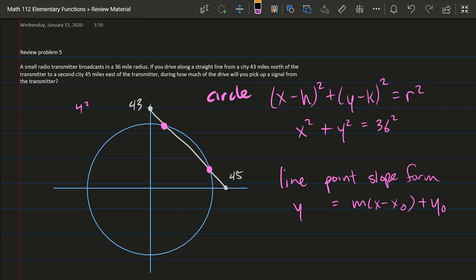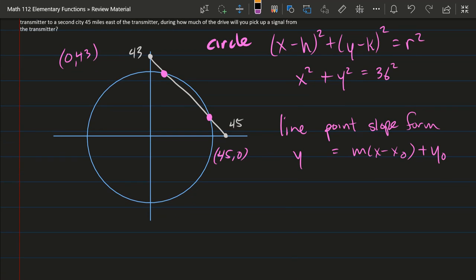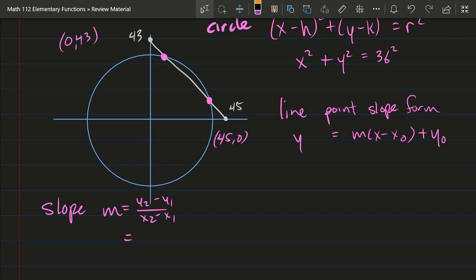One of the points on the line is 0, 43, that's the north point. The other point on the line is 45, 0. So you should be able to tell just from looking, the slope's very close to negative 1, but not quite. So slope is y2 minus y1 over x2 minus x1, and it doesn't matter which one is 1 and 2. I'll just choose the east point as the second point. So our y coordinate is 0 minus the y coordinate of 43, divided by 45 minus the x coordinate of 0. So that's going to be negative 43 over 45. So very close to negative 1, but not quite.